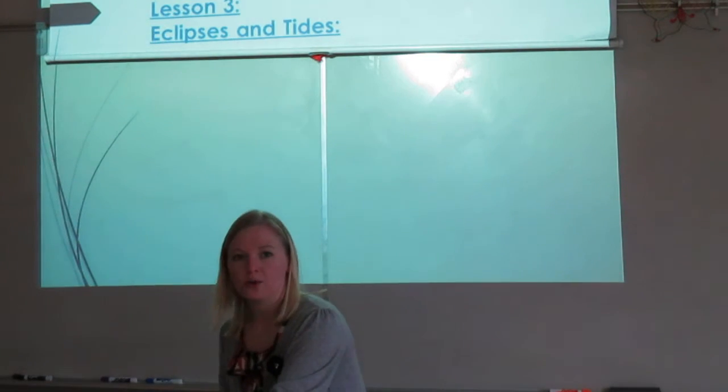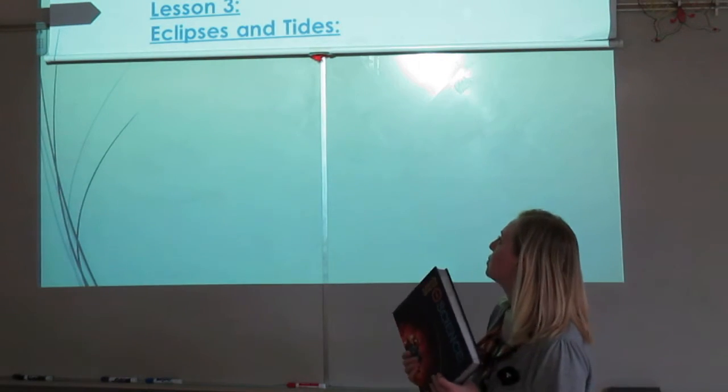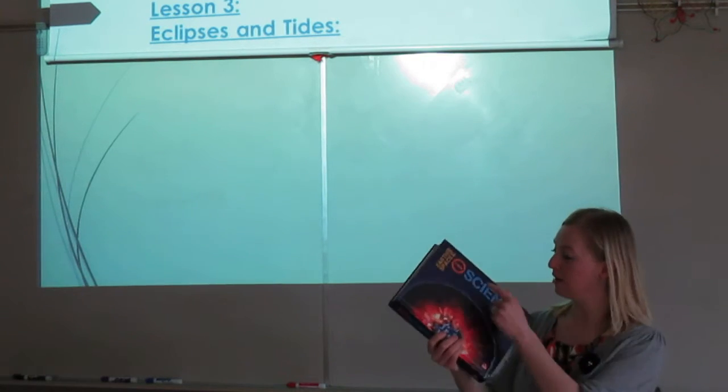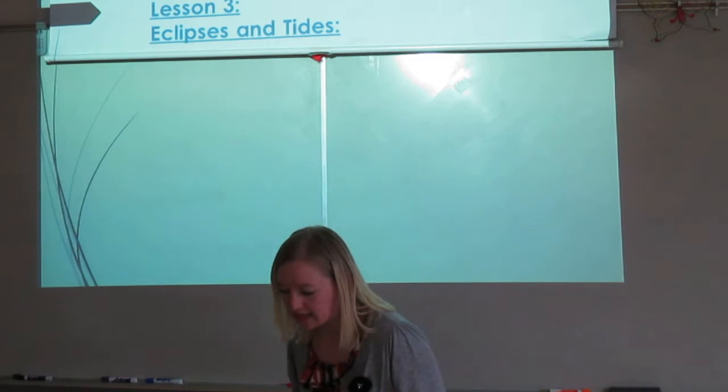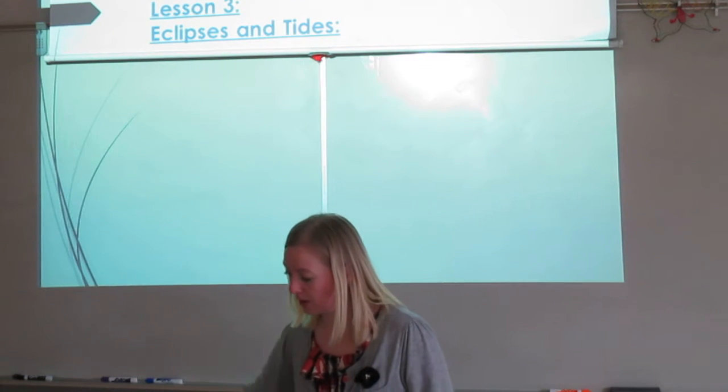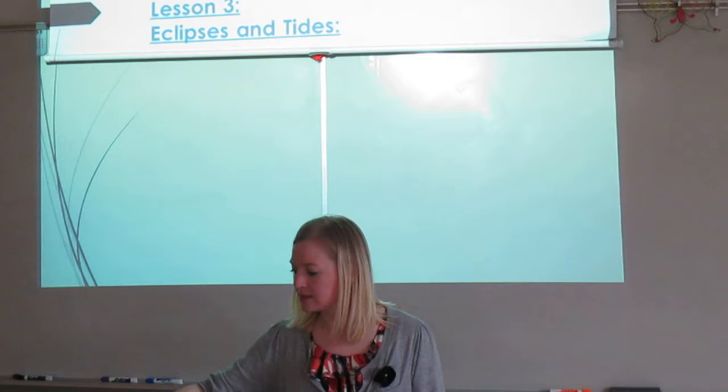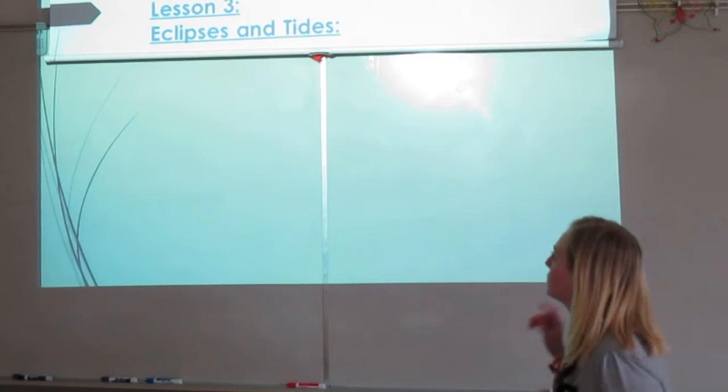Melcher here with your lesson 3 from chapter 20 out of your iScience book. We're talking about eclipses and tides today, and this has to do some more with your moon that you're learning in chapter 20, the sun, earth, and moon system. So let's get right to it.